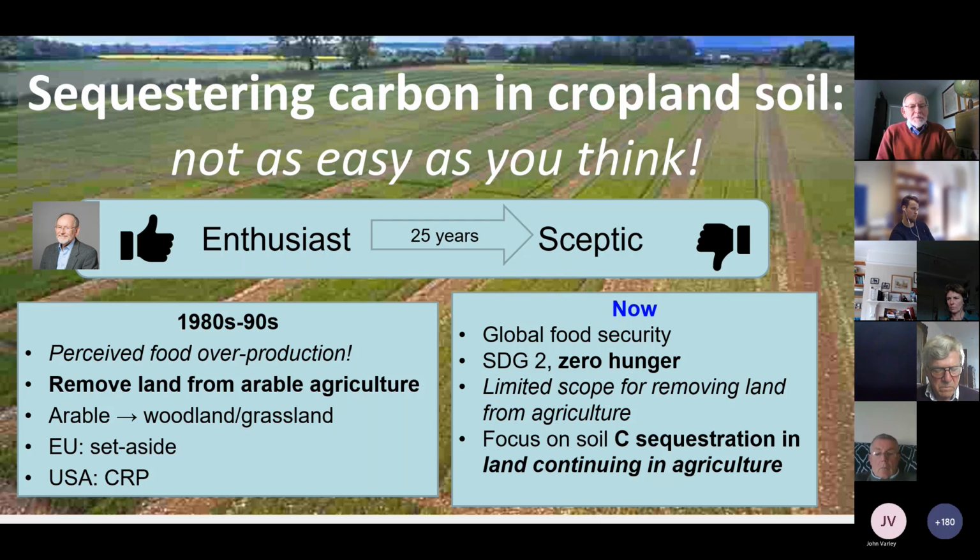And at that time, it was perceived by politicians, wrongly actually, that we had overproduction of food, and therefore land could be removed from arable cropping. So we had set-aside schemes in the EU and a similar thing called the Conservation Reserve Programme in the United States. So we could take land out of agriculture, and that gave us opportunities for doing things that are going to be good for locking up carbon.